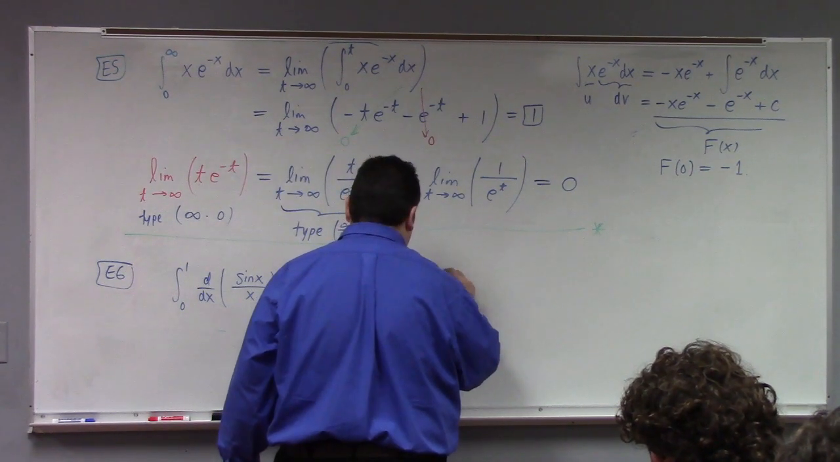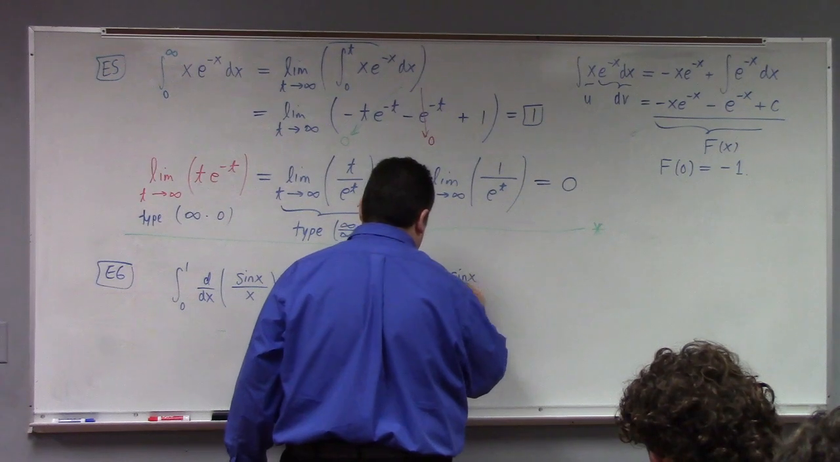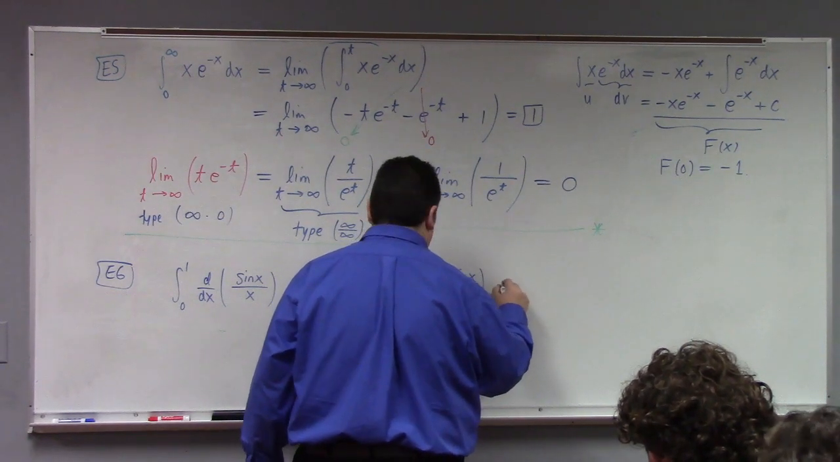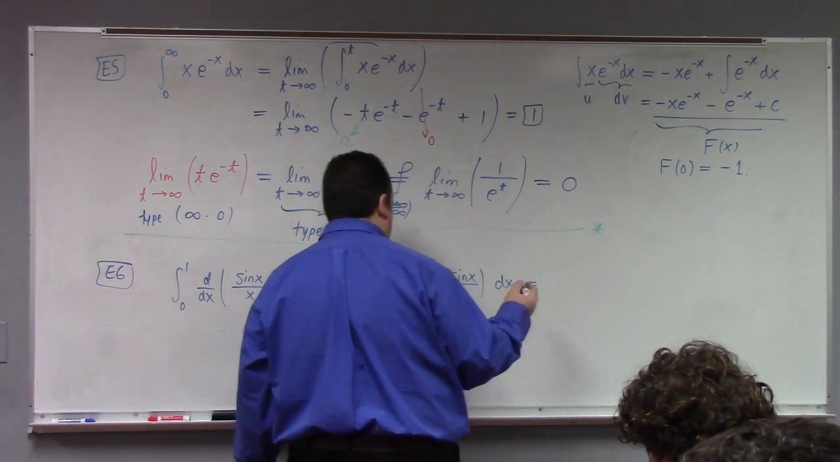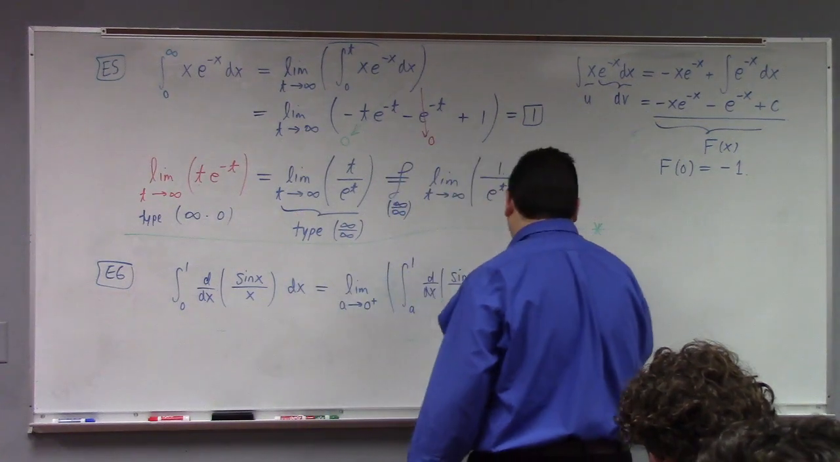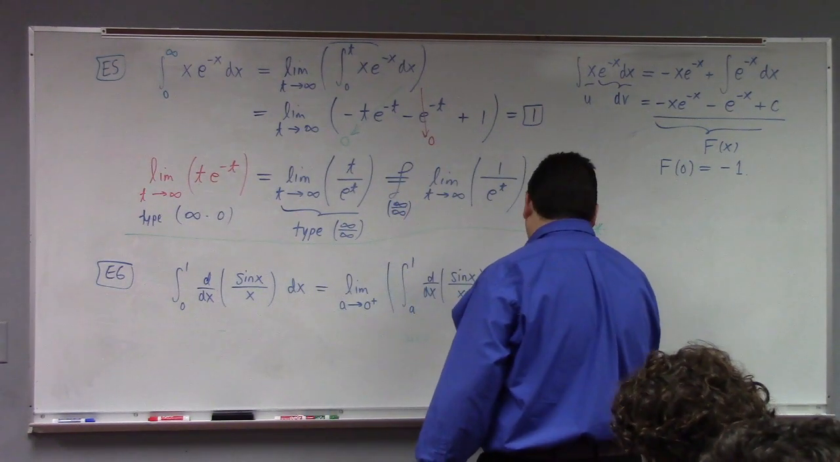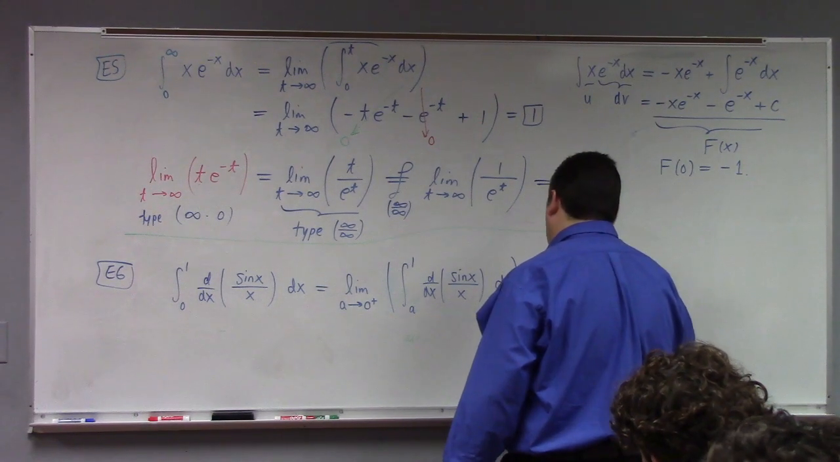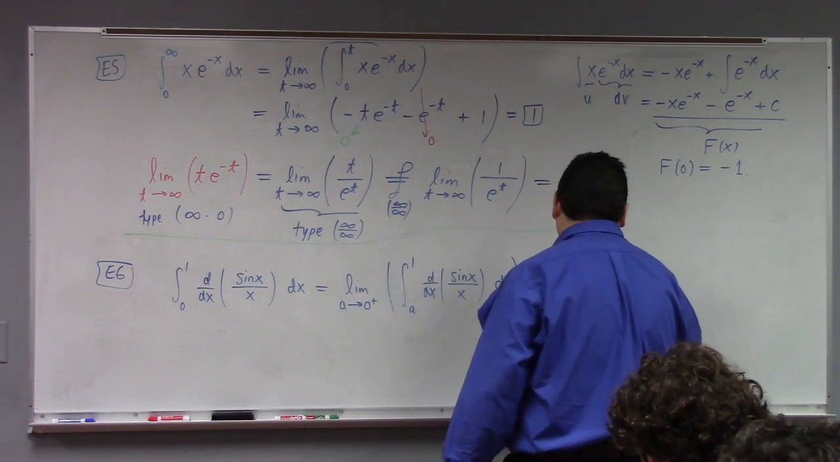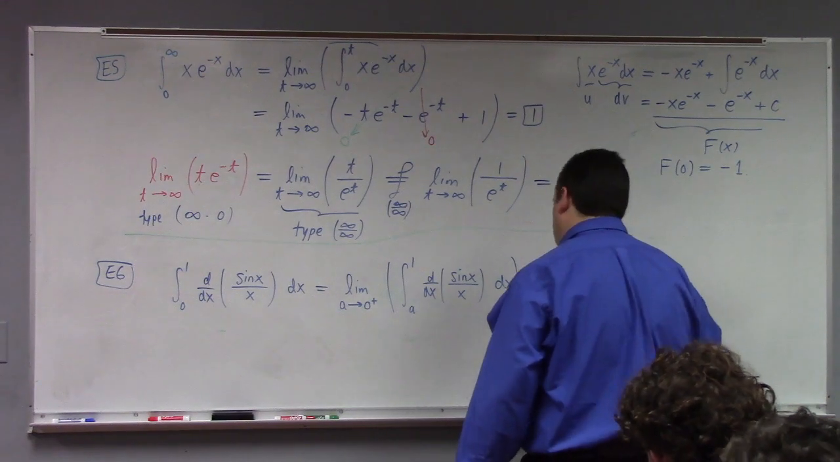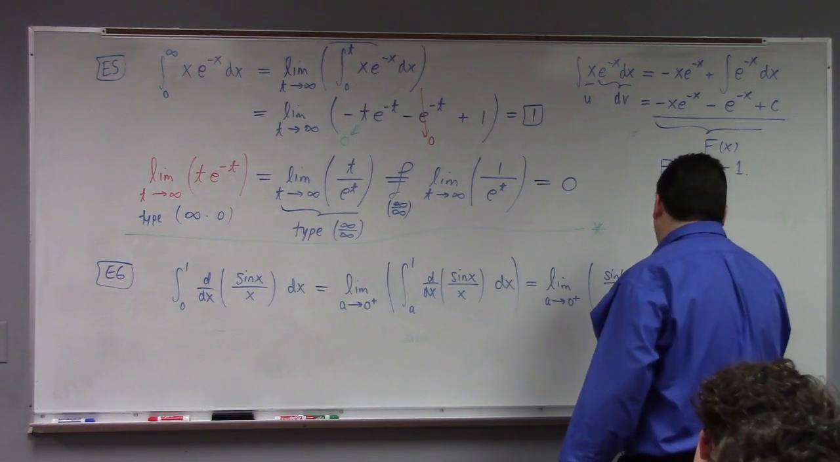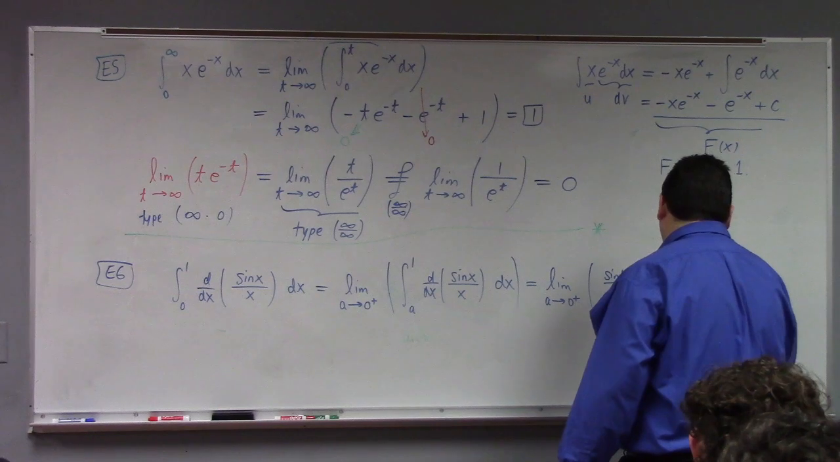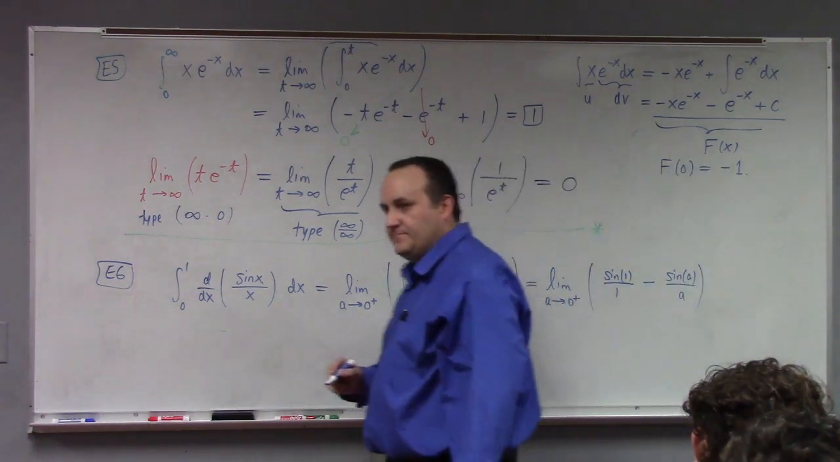What's the antiderivative of the derivative of sine x over x? Sine x over x. That was my point. I wanted that. So the limit as a goes to 0 from the right of sine of 1 over 1 minus sine of a over a. All right, that's what I was after.